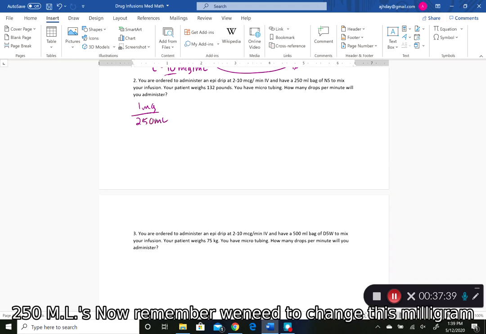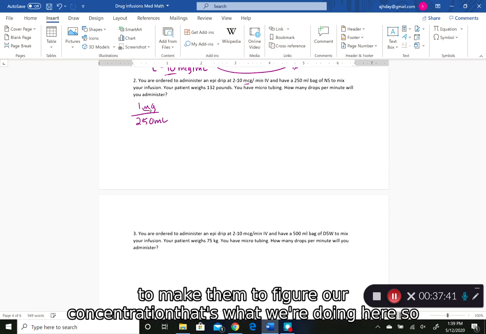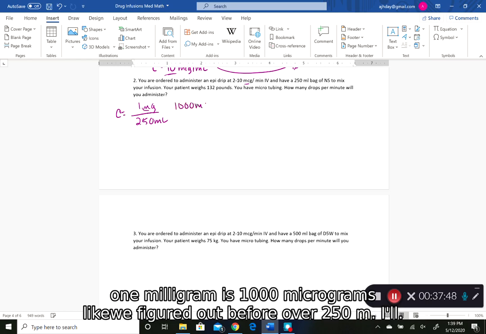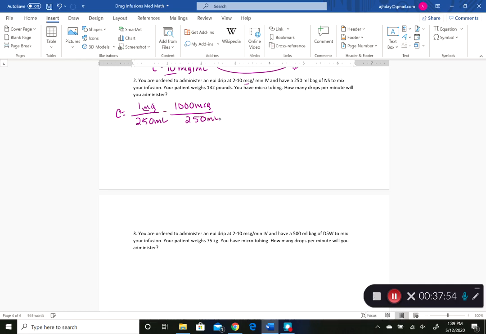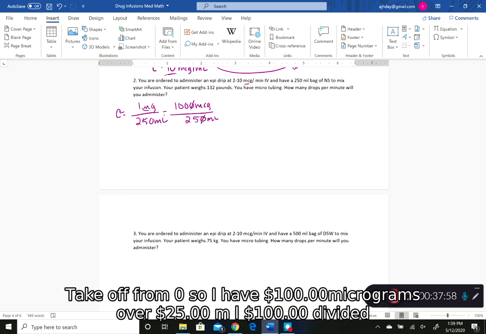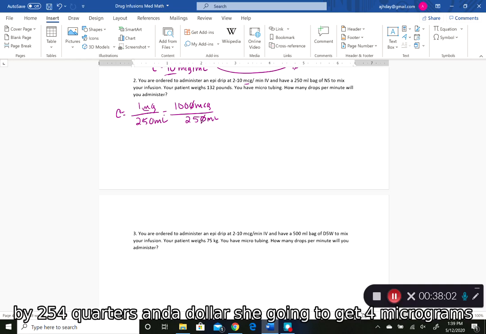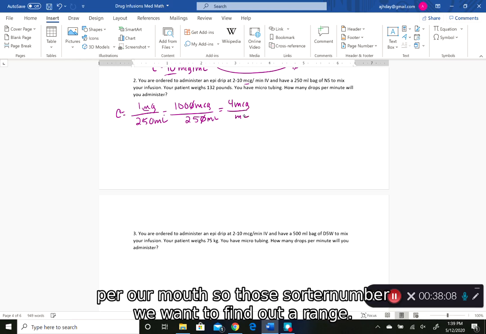Now remember, we need to change this milligram to microgram to figure out our concentration. That's what we're doing here. So 1 milligram is 1,000 micrograms, just like we figured out before, over 250 mLs. Take off some zeros, so I have 100 micrograms over 25 mLs. 100 divided by 25, you got 4 quarters in $1. So you're going to get 4 micrograms per mL.